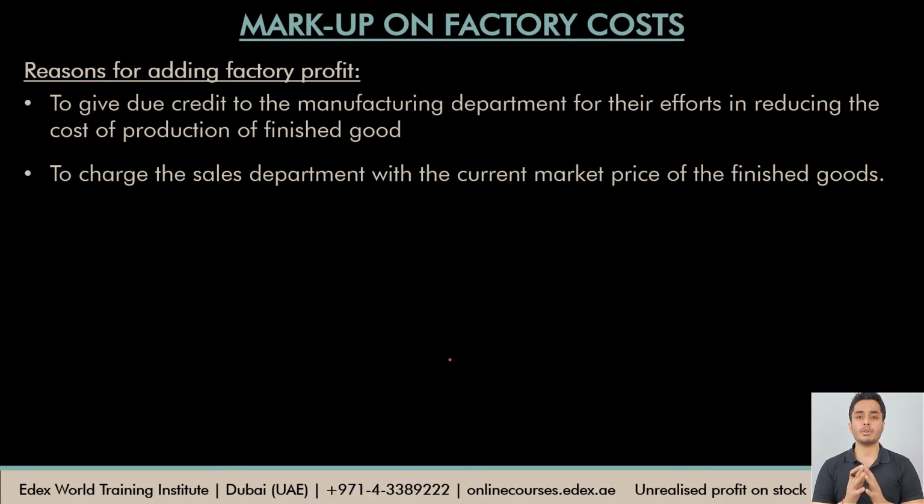If the business makes a good gross profit by achieving a high selling price and a very low cost of production, and the entire credit of this is given to the sales department, it will not be fair for the manufacturing department, and hence the markup of profit is added to the cost of production.